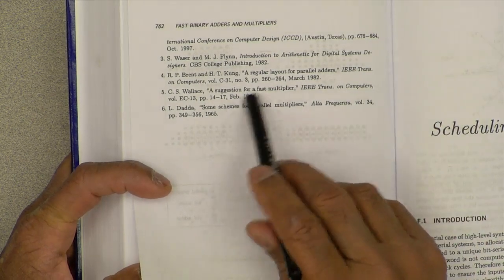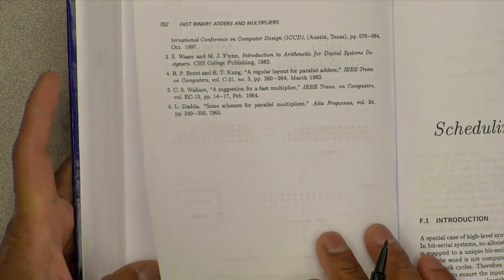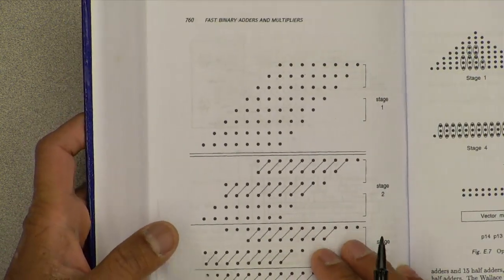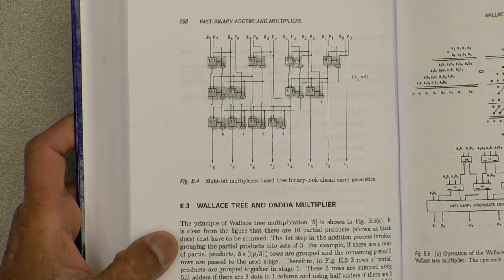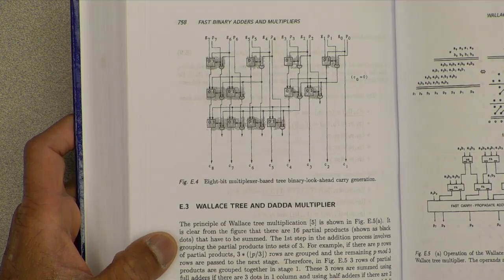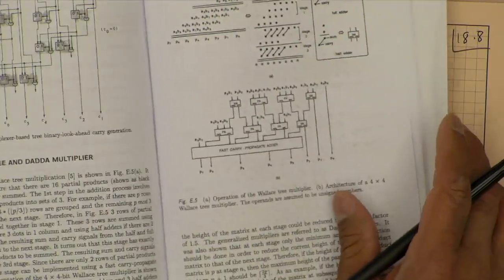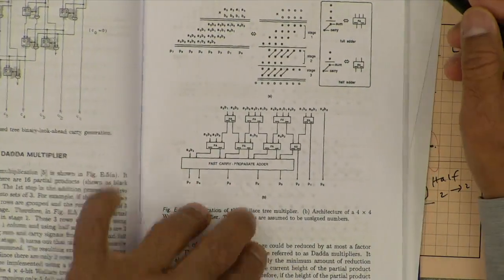So the Wallace tree, which is 1964. Let's talk about the Wallace tree. Now that you understand the basic idea of the compression or height reduction step, this is an example of a Wallace tree for a 4 by 4 bit multiplier.